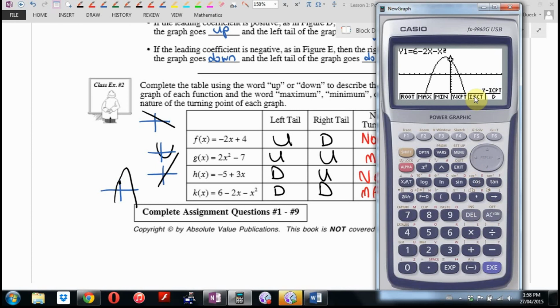What does this one stand for? What do you think ISCT stands for? It stands for intersection. And what it asks is where two graphs cross. How many graphs have we done? Okay, we'll come back to that then, because right now, if you hit it, you're going to get an error of some type. It doesn't do anything. It's saying, I can't find where two graphs cross. Captain Obvious, you've only given me one graph.